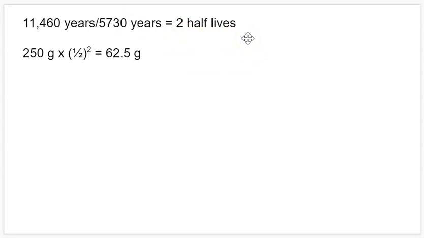So we can assume that it's going to half once, and then it's going to half again. So 250 grams is going to go down to 125 after halving once. And then after halving again, it's going to be 62.5. And the quick way of figuring that out mathematically is taking your starting amount and then multiplying it by 1/2 raised to the power of how many half-lives have passed. So in this case, 1/2 times 1/2.